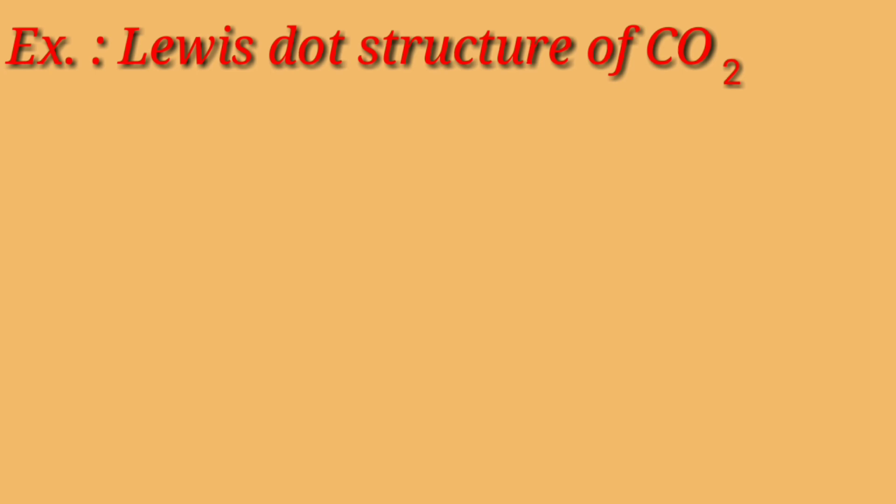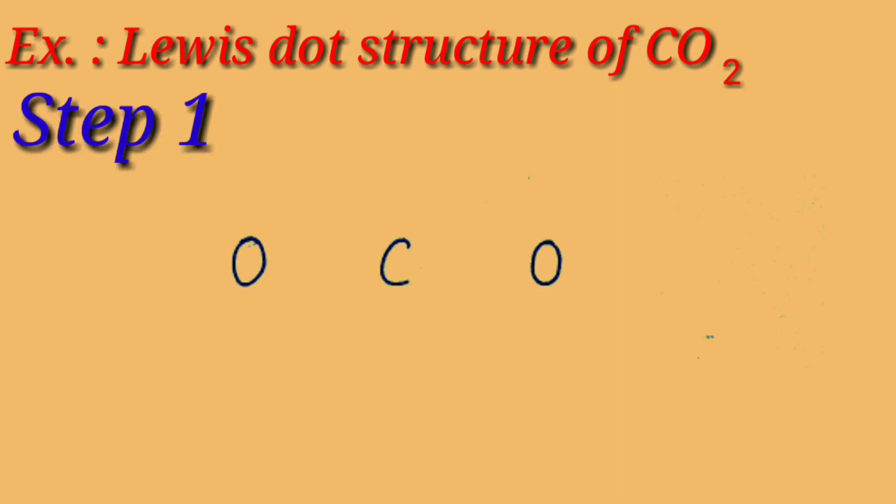For example, consider the Lewis dot structure of carbon dioxide. Step 1 is arrange the atoms. So over here, arrange the least electronegative element, that is carbon, in the center, and the other element, that is oxygen, surrounding the central atom.